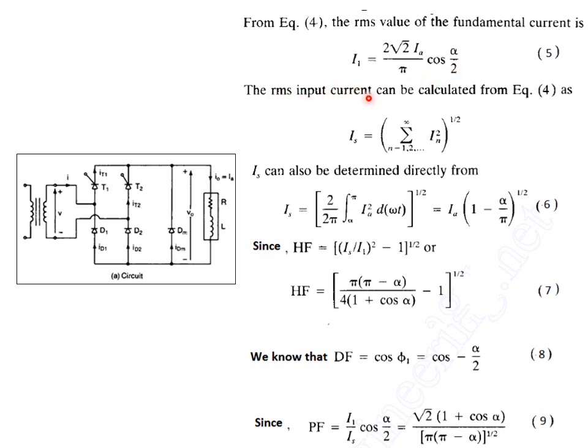The RMS input current can be evaluated from equation 4, that is, the previous slide, where IS is equal to the square root of the summation of the squares of all the harmonic components. We know the root mean square value is under the root sign, so IS can be determined directly if I know the waveform.